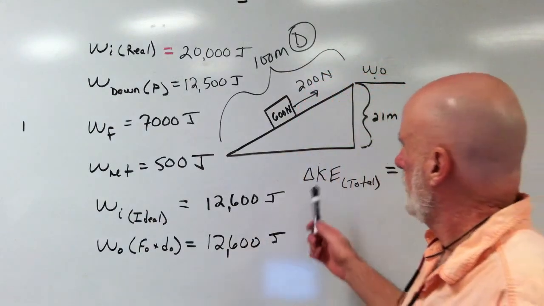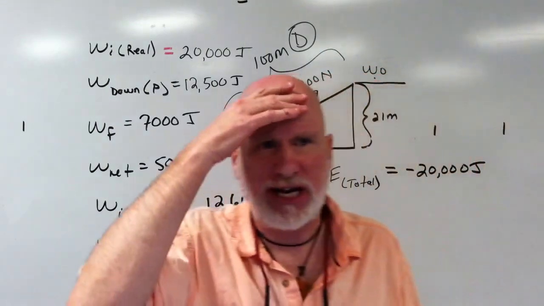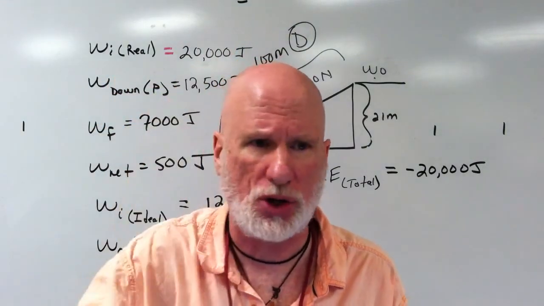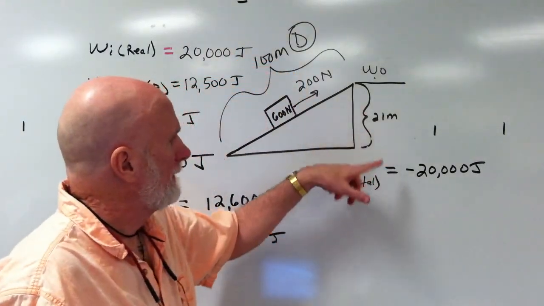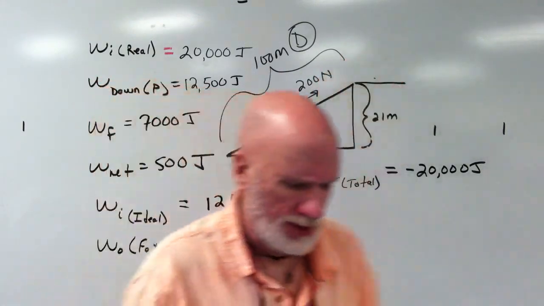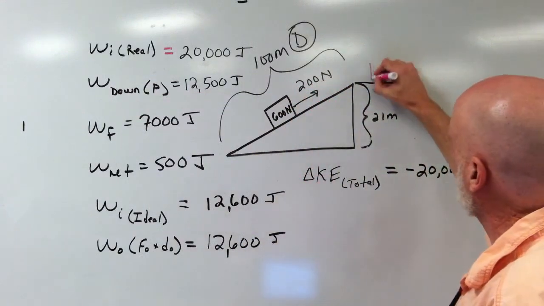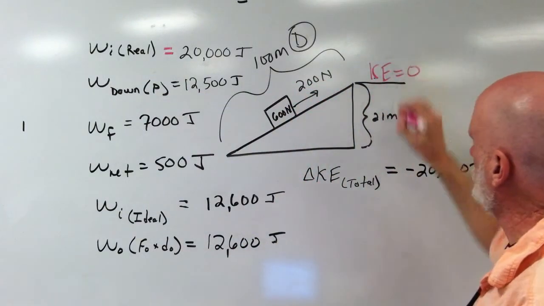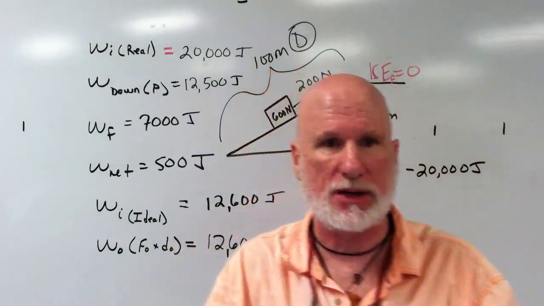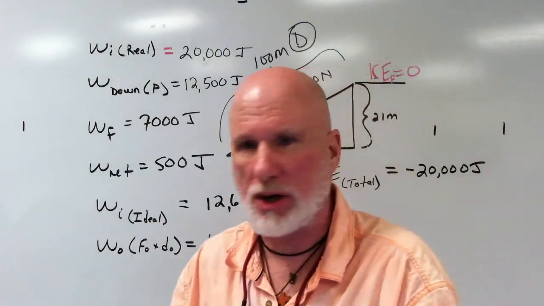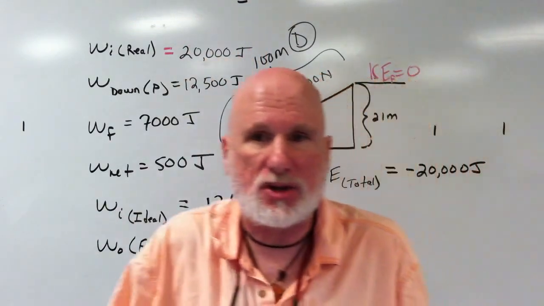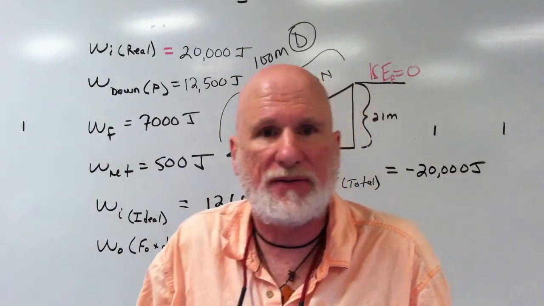Now, the change in kinetic energy total will be, that's zero, right? Kinetic energy equals zero, and that's final, right? So the kinetic energy final will be zero. So it'll be zero minus whatever I started with. And in order to get there, in order to burn all this stuff up, I had to start with 20,000 joules. Otherwise, I would never have gotten up the top.